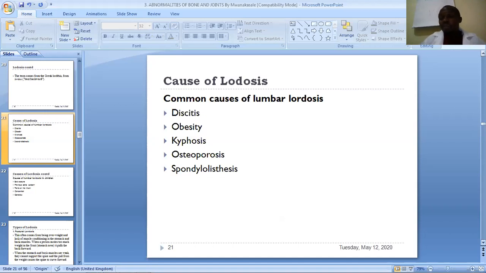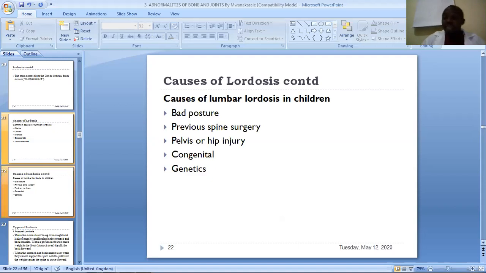Osteoporosis, which is weakening of the bone because of the loss of calcium from the bone structure, can also lead to someone having lordosis. Spondylolisthesis is also another predisposing factor or cause of lordosis. Bad posture, just like in kyphosis, can also lead to lordosis. Previous spine surgery, which weakens the muscles that hold the spine together, can also lead to lordosis. Pelvic or hip injury, which might bring about hip contracture, forcing you to bend in a particular way on the spine, can also lead to lordosis.